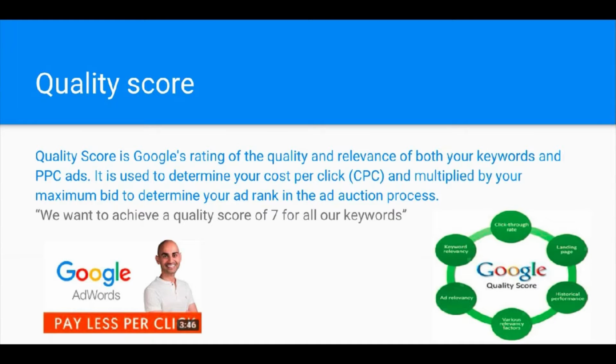A typical instruction you might hear or give to a colleague is: we want to achieve a quality score of 7 for all our keywords. Video title is 5 tips for increasing your Google AdWords quality score.